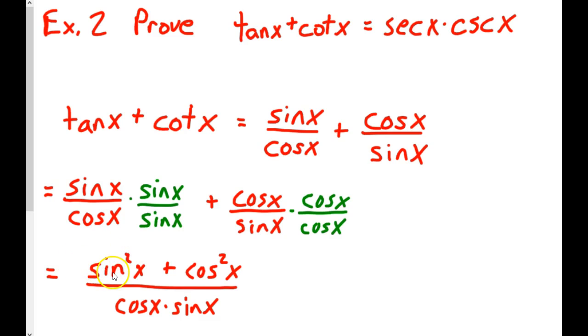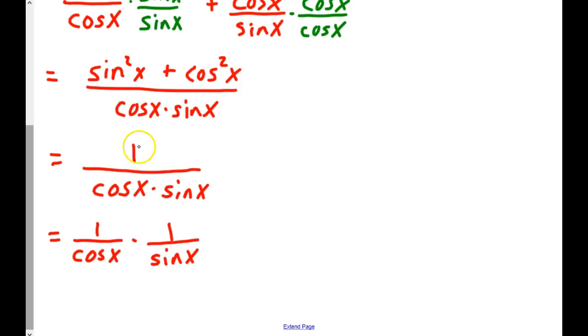Now looking at the numerator, sine squared x plus cosine squared x is our main Pythagorean identity, so we can rewrite that as 1. So 1 over cosine x times sine x. Now we can break that apart into 2 separate fractions. Since we're multiplying, 1 times 1 gets us 1. Cosine x times sine x gets us back up here. The reason we want to break it apart into 2 separate fractions is because if we looked at the beginning, we had 2 different trig functions that were being multiplied.